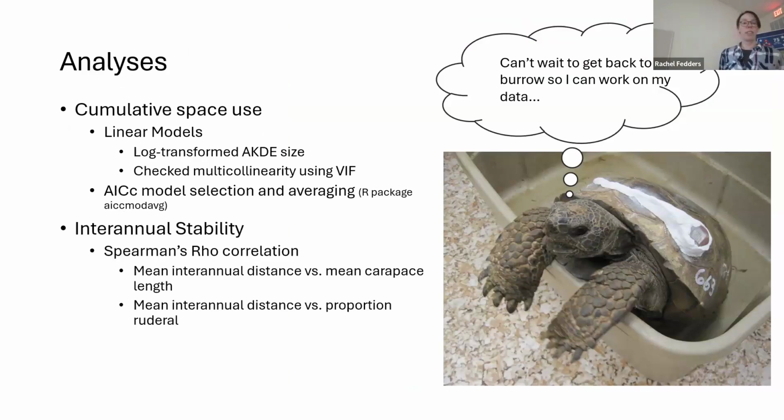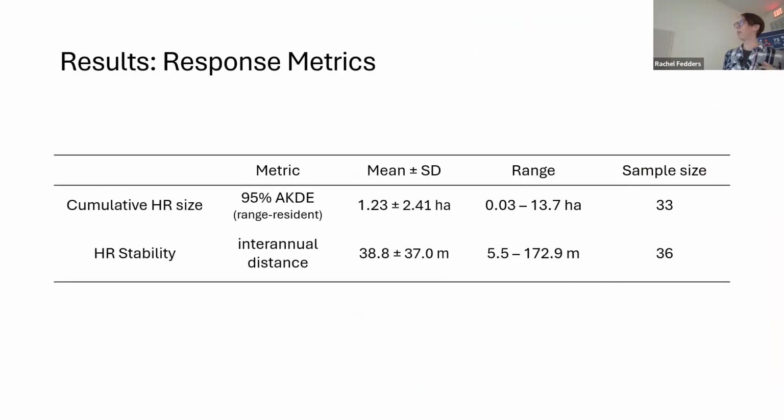To assess interannual stability, this response variable was not normal. We couldn't really transform it in any way. So Spearman's rho, a non-parametric correlation coefficient, is what we used to look at interannual stability versus mean carapace length and versus that proportion of ruderal habitat.